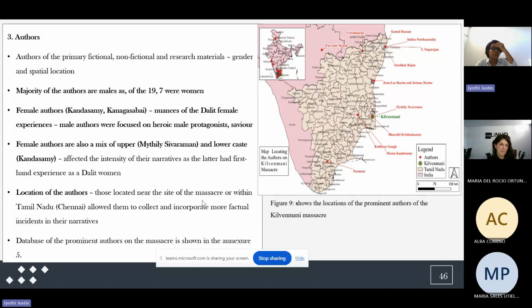When we look at the location of the authors, we were able to see that the authors who were located closer to the site of the massacre, or who were born in Kilvenmani, were more able to express the details of the massacre and to give the experiences of the survivors, in contrast to the authors who were located far away from the site of the massacre.